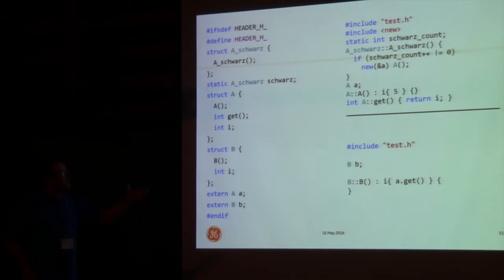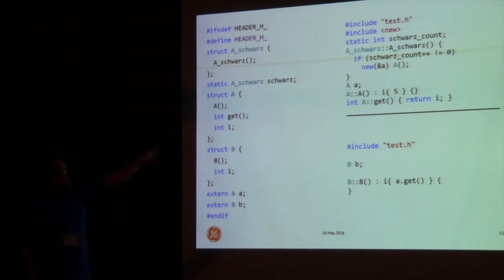We have two translation units and a header file. In the header file, we have a class that is our Schwartz counter. In this case, we're going to use the Schwartz counter to keep track of and make sure our variable A is initialized. We create a static instance in the header file. This means that every translation unit that uses our type is going to create an instance of the Schwartz counter. And then we have our forward declarations for everything.